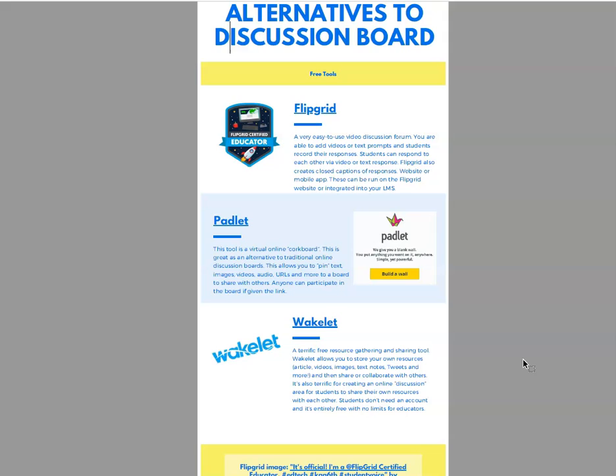Padlet is a virtual corkboard of sorts, kind of an online bulletin board that allows students or you to add to this bulletin board text, images, video, audio, URLs, and so on. Wakelet is a resource gathering tool that allows you to not only gather your own resources to share with students, but it also allows students to collaborate with each other on a shared board or collection that they're working on together. So to give you a little more specifics, let's take a look and start with Flipgrid, and we'll move through the list.